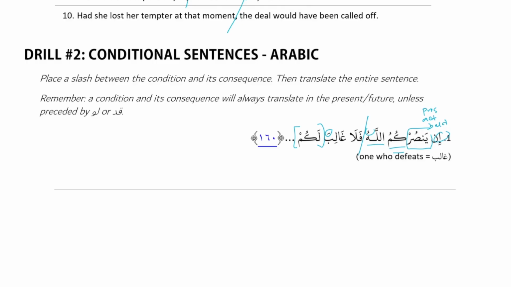So let's start with the beginning. In yansurkum Allah. So if. Right, in is if. And then start doer action receiver. If Allah. Let's start with our doer. Yansurkum. Aids. Yeah, helps or aids. You all. Good. Then the receiver. You all. And then the start of our consequence. Then, no one will defeat you guys.